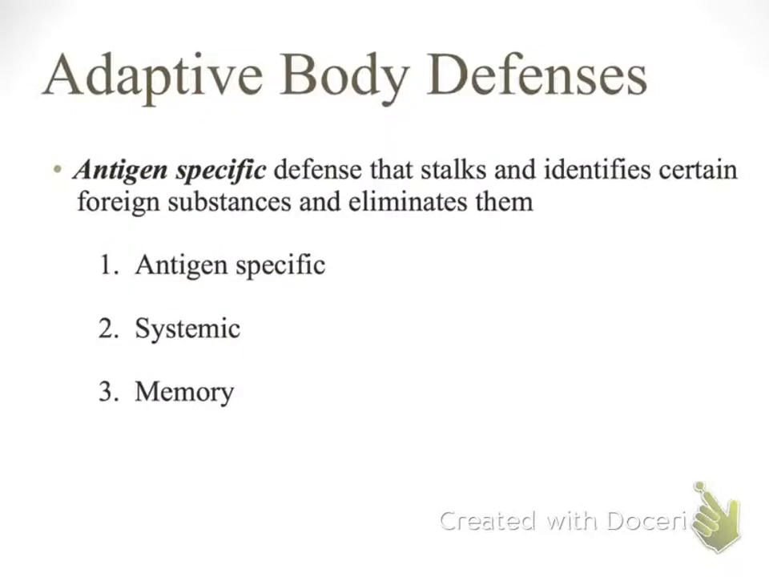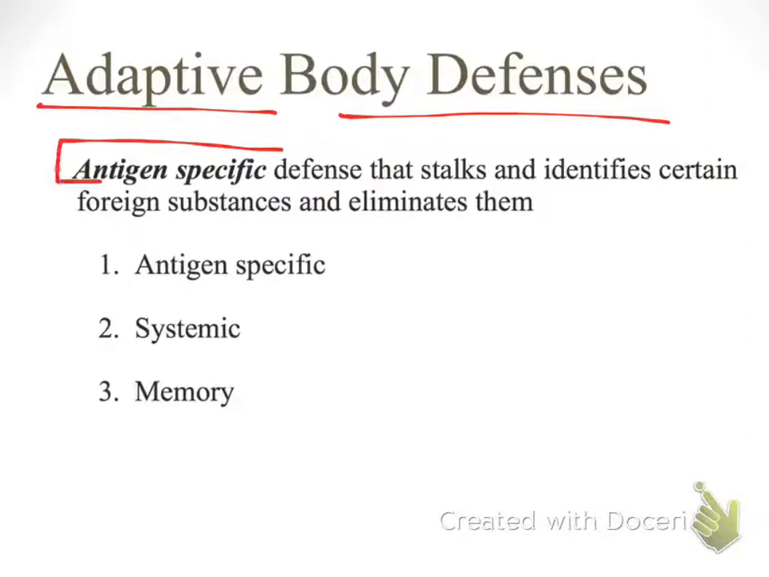Our other branch of the immune system is the adaptive body defenses, and these are antigen specific. We talked about that word antigen the other day. An antigen is anything that can spark an immune response in our body. And that being said, we have these B cells and T cells that get created, and they get marked for one specific antigen, and that is the one specific antigen that they're going to fight for the rest of their existence. Okay?